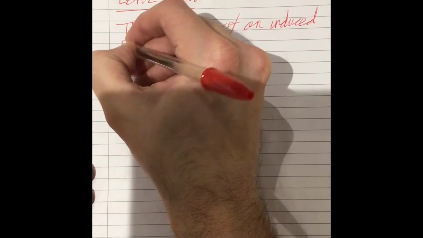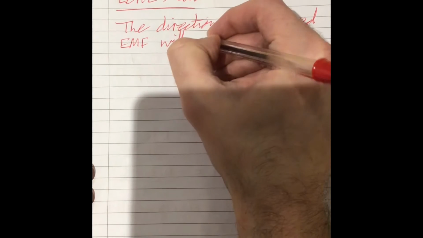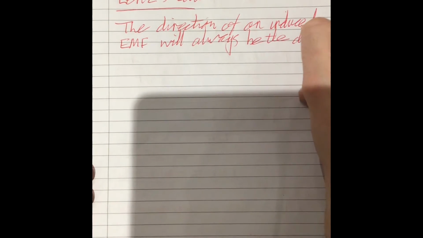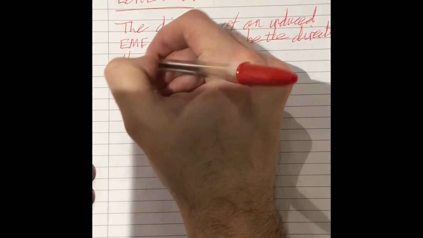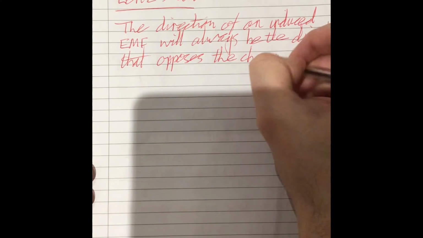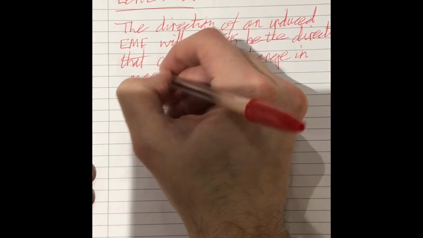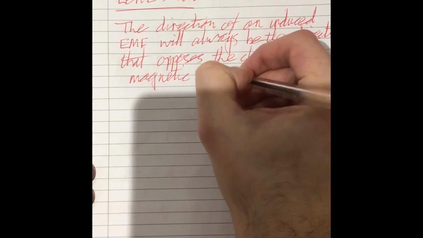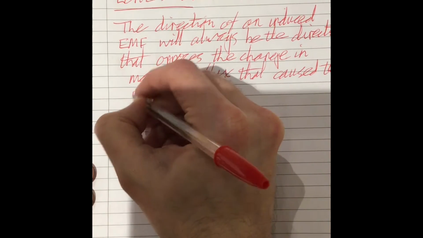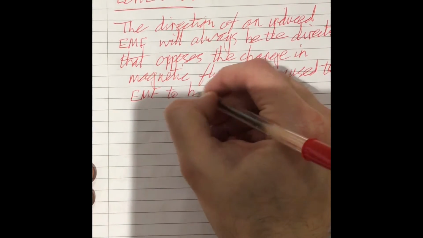So Lenz's law says that the direction of an induced EMF will always be the direction that opposes the change in magnetic flux that caused the EMF to be induced.